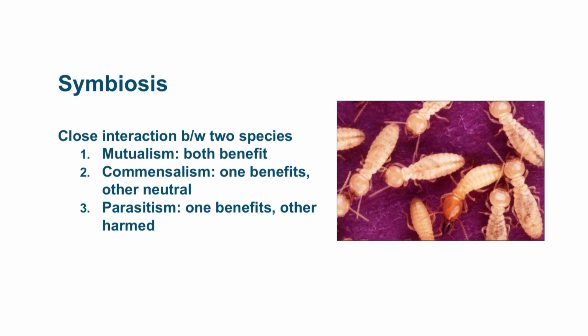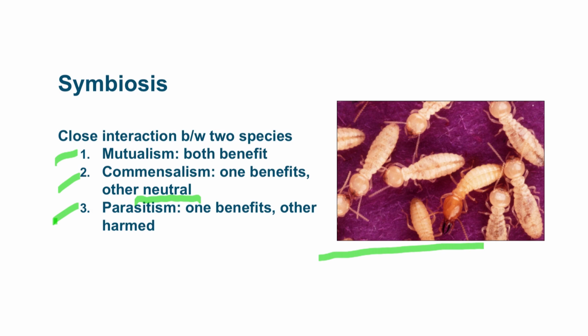Symbiosis is another important concept, and this is a close interaction between two species. Mutualism is a case in which both species benefit. Commensalism is when one species benefits but the other is not affected, or we say it's neutral. Parasitism is when one species benefits but the other is harmed.